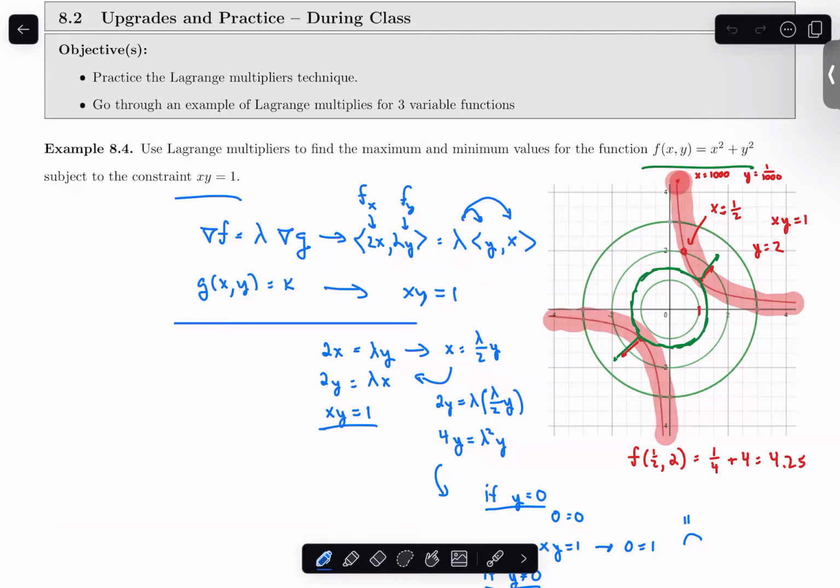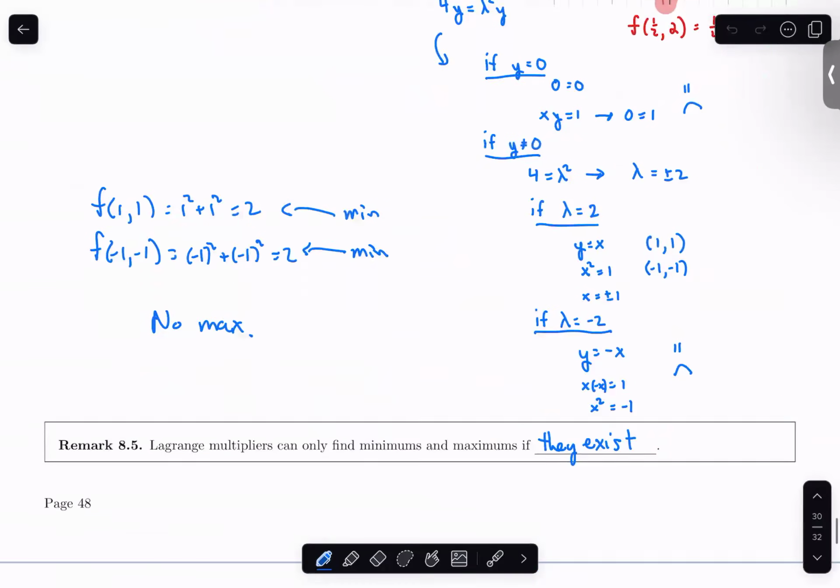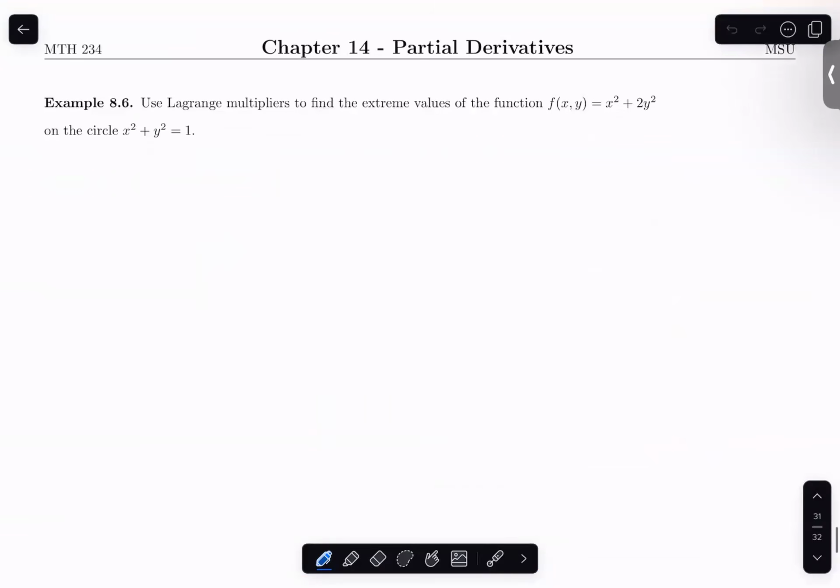All right, good. Well, why don't we go ahead and try another one here. Use Lagrange multipliers to find the extreme values for this function on the circle x squared plus y squared equals 1. This one, the constraint equation is a circle of radius 1. So this will be closed and bounded. We will be able to find mins and maxes for this. So that's going to be nice.